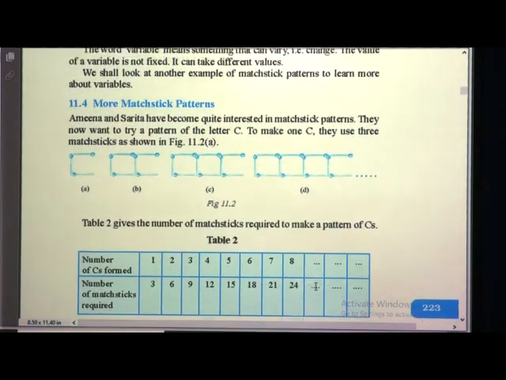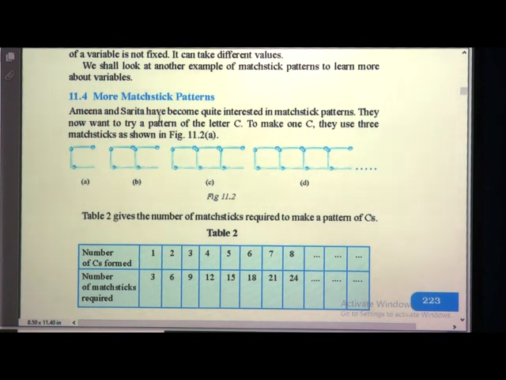Now, let us see one more pattern. Amina and Sarita have become quite interested in matchstick patterns. They now want to try a pattern for letter C. To make one C, they use 3 matchsticks. So, 3 matchsticks, here n is equal to 1, n is equal to 2, n is equal to 3 and n is equal to 4. So, we know for making one C, we require 3 matchsticks.